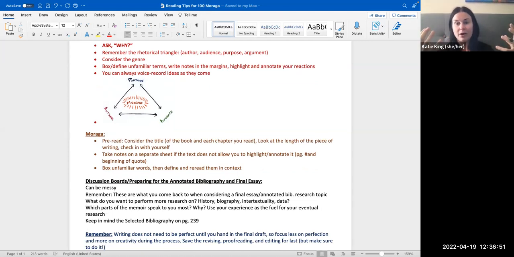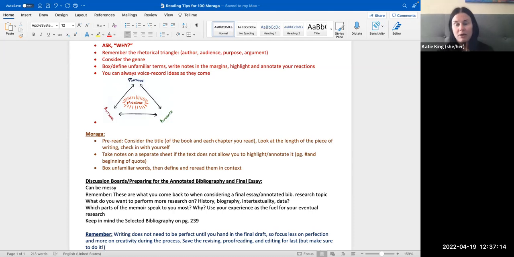And keep in mind that we are reading this in preparation for completing an annotated bibliography and a final essay. Now, I want to speak on that a little bit briefly. These are two separate, distinct formal writing assignments, the annotated bibliography and the final research essay. However, they are performed in conjunction with one another.